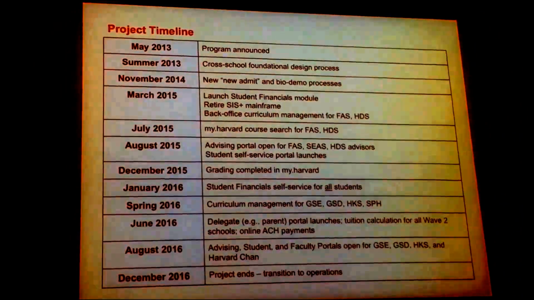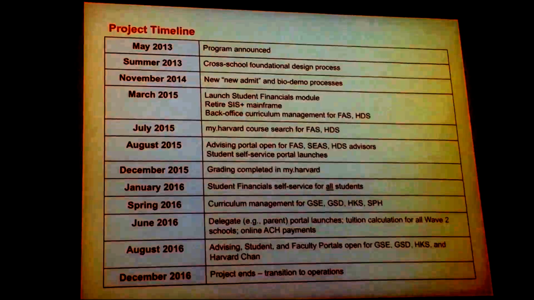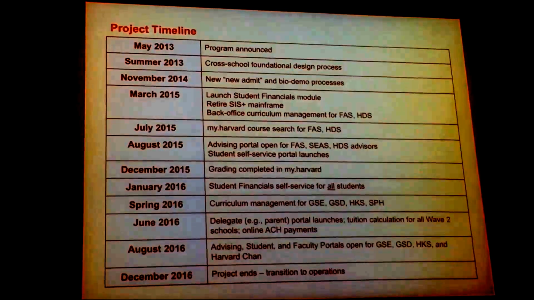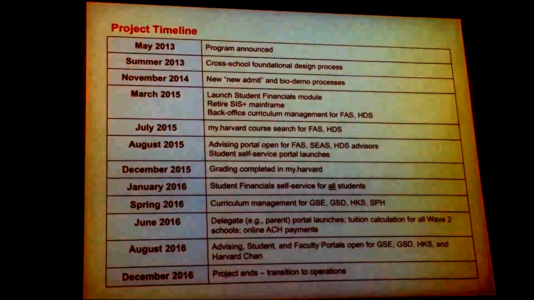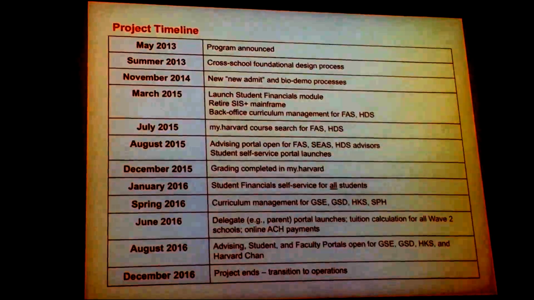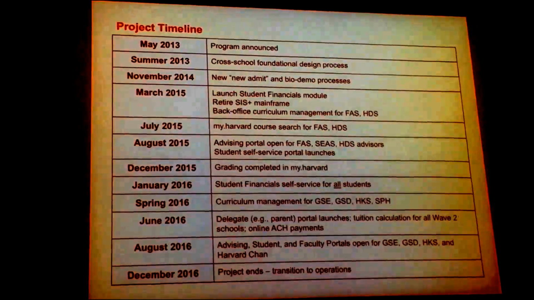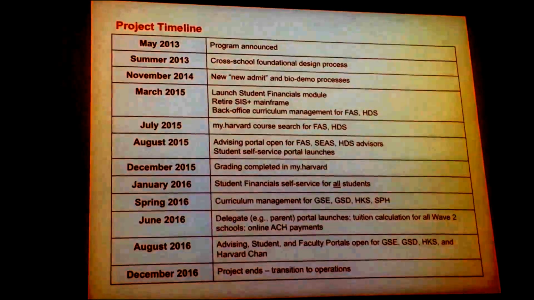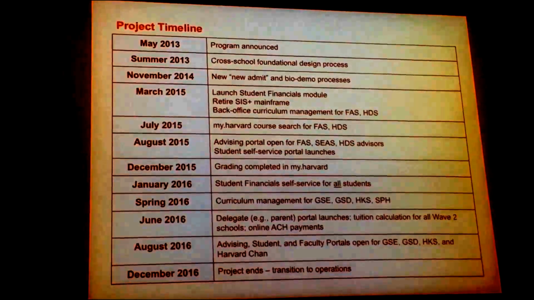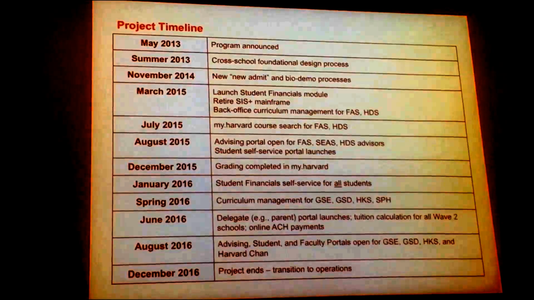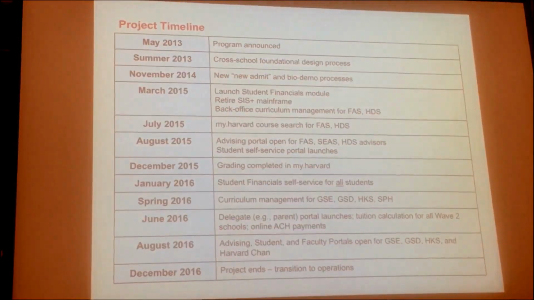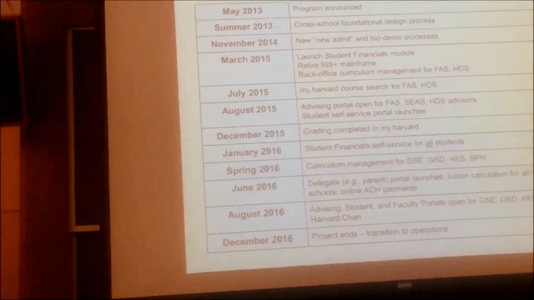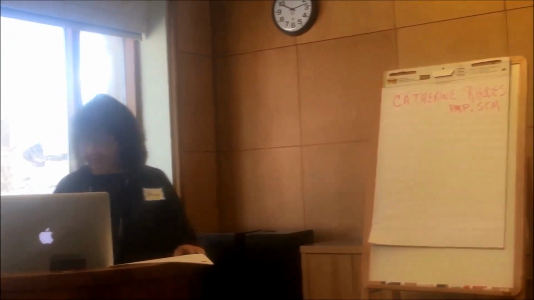We also had student financials, so everything to do with student bills. We had to implement that, replace that entire system. We had to retire the SIS mainframe. We had curriculum management. We had to put in course search, which was huge. The advising portal, then self-service, enrollment, grading, and then we had to do it all over again for the other schools. So it was a huge amount of work going on.